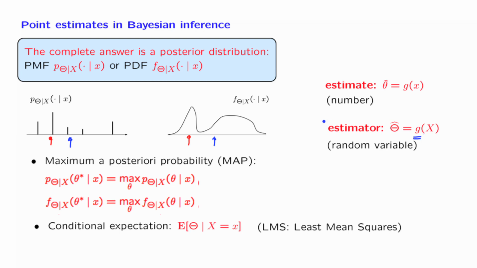The estimator is the rule that we use to process the data, and it is equivalent to a certain random variable. An estimate is the specific numerical value that we get when the data take a specific numerical value. So, if little x is the numerical value of capital X, in that case, little theta hat is the numerical value of the estimator capital Theta hat.